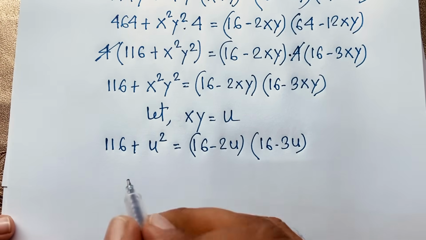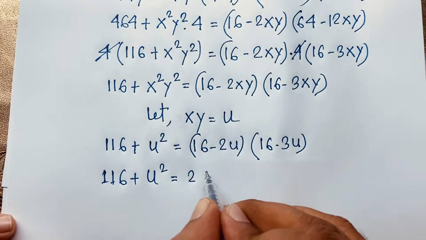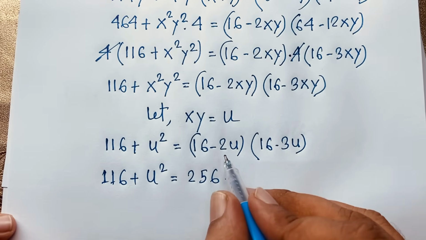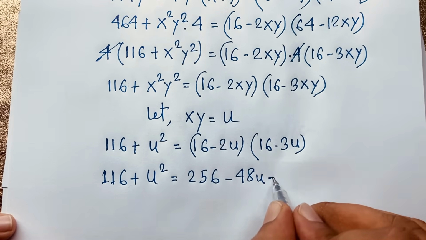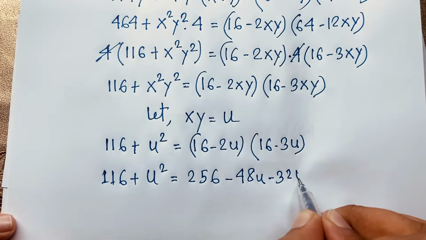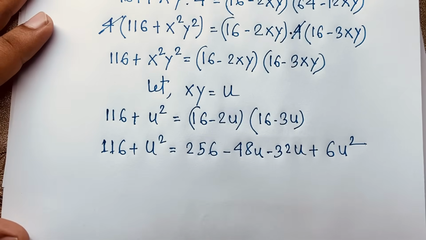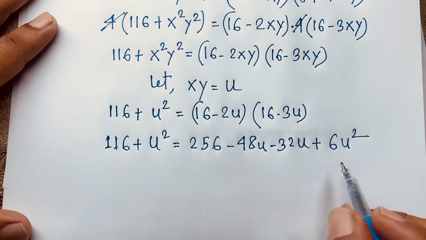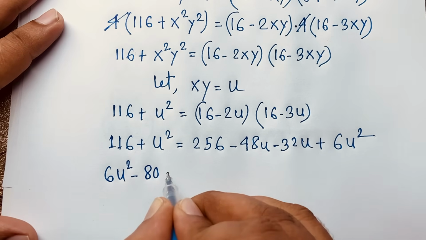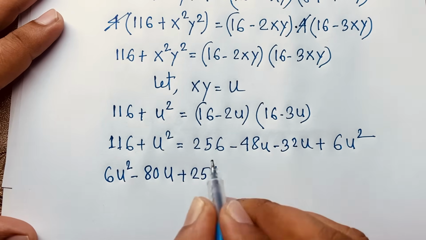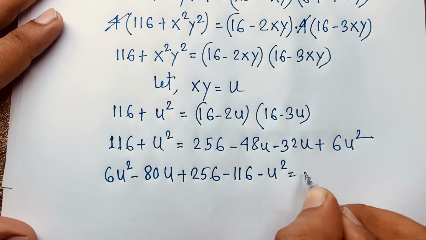Now at this moment you can easily see 116 plus u squared, then 16 times 16 will be 256, 16 times 3 will be 48u. Because here is plus and this is minus, it will be negative, minus plus will be minus, 16 times 2 will be 32u, minus minus will be plus, and it will be 6u squared. So 6u squared minus 80u plus 256, and if I move 116 minus u squared to this side, it is equal to 0.